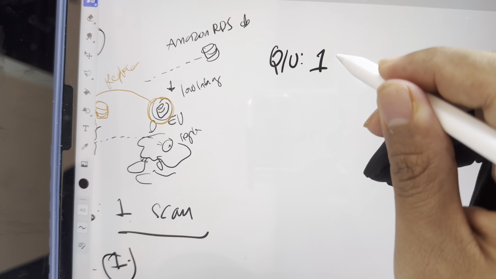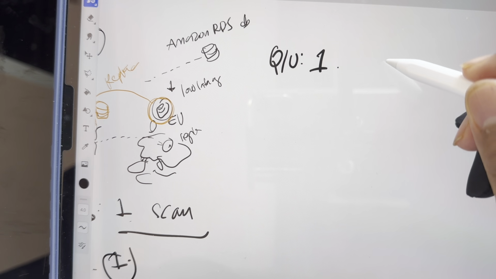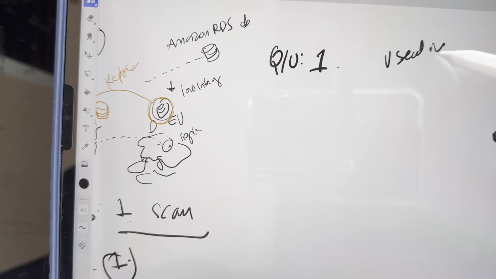Option 1. So the user ID is the partition key, and then the timestamp is the sort key.